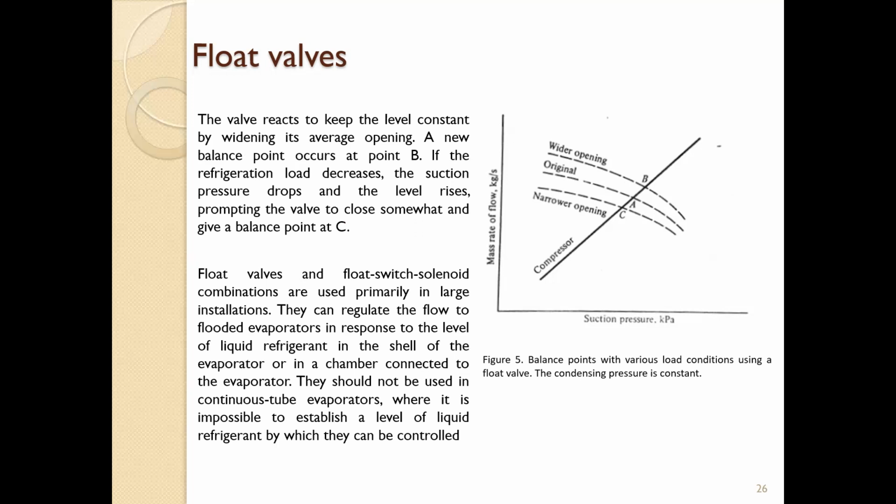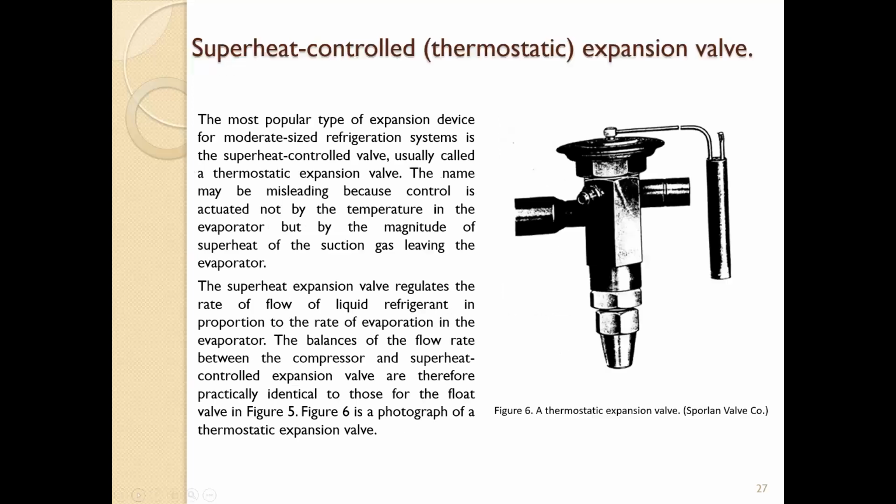Float valve and float switch solenoid combination are used primarily in large installations. They can regulate the flow to flooded evaporators in response to the level of liquid refrigerant in the shell of the evaporator or in a chamber connected to the evaporator. This should not be used in continuous tube evaporators, in which it is impossible to establish a level of liquid refrigerant by which they can be controlled. So, application ito is yung mga sa refrigeration company.